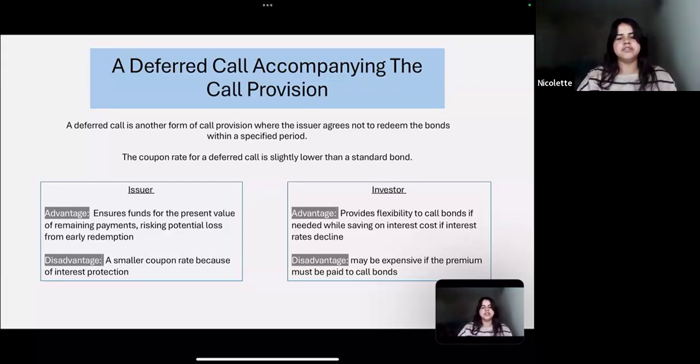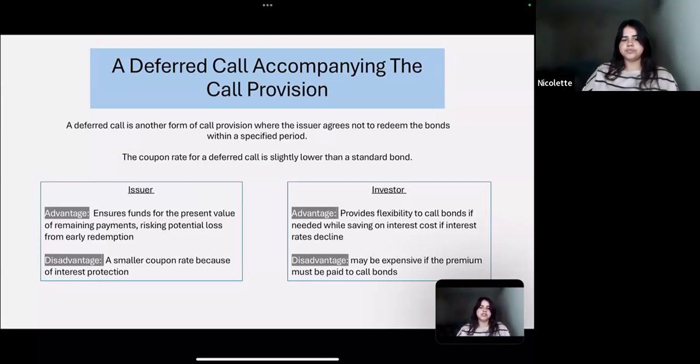Some advantages for the issuer would be that it ensures funds for the present value of remaining payments, risking potential loss for early redemption. With a deferred call provision, issuers can make their bond offerings attractive to investors who value a guaranteed period of interest payments. A disadvantage would be a smaller coupon rate because of interest protection. The issuer loses flexibility to call the bonds during a deferred period, which can be a disadvantage if interest rates drop.